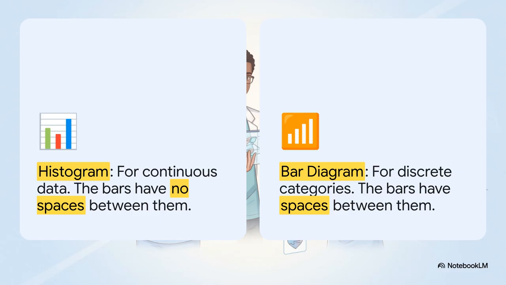A histogram, on the left, is for continuous data. Think things like age or blood pressure. And you'll notice there are no spaces between the bars. A bar diagram, on the right, is for discrete categories, like different hospital wards or types of treatment. And here, you always see those gaps between the bars. It's a small visual cue, but it tells you a lot about the kind of data you're looking at.